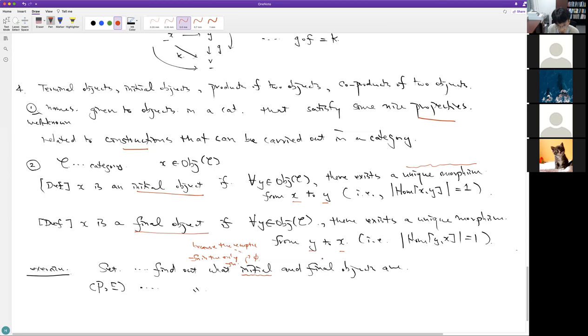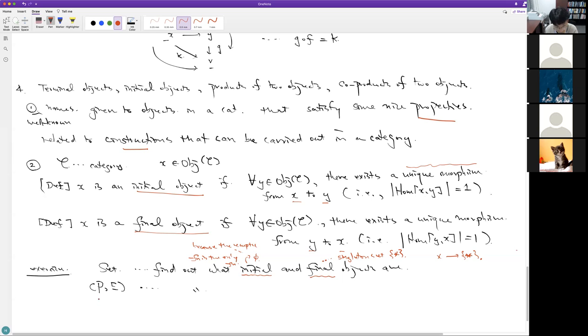And then for final objects, in this case, it's a singleton set. It doesn't matter what it contains, which means that there are many final objects, which are all, in a sense, isomorphic because they all contain the same elements. The final object is a singleton set that contains only one element. That's because for any set X, the only function that goes from X to the singleton set {star} is the constant function that returns star for all the inputs in X. So that's why the final objects are of this form.